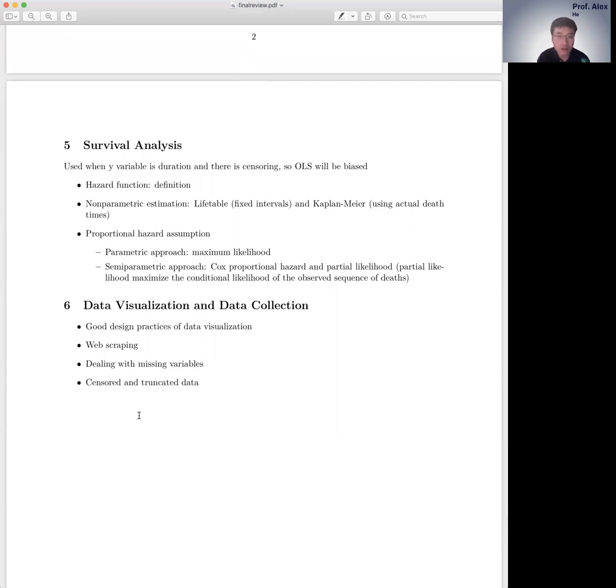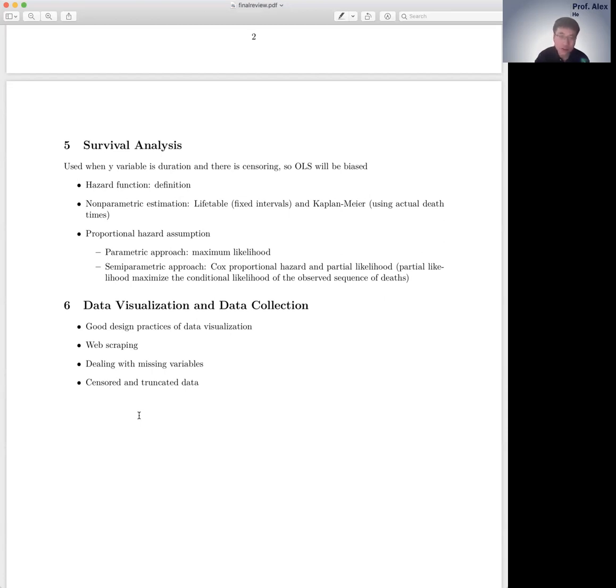And for data visualization, we talk about what are the good design practices. And for data collection, we talk about web scraping, right? And also how to deal with the missing values. So there are several ways to do that. And then we also talk about censored and truncated data.